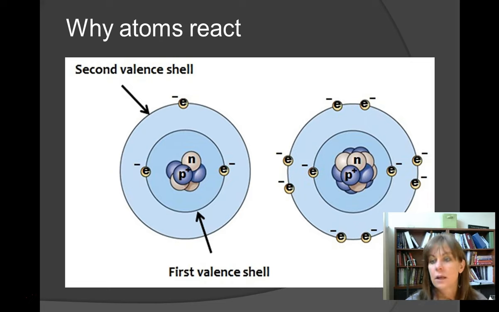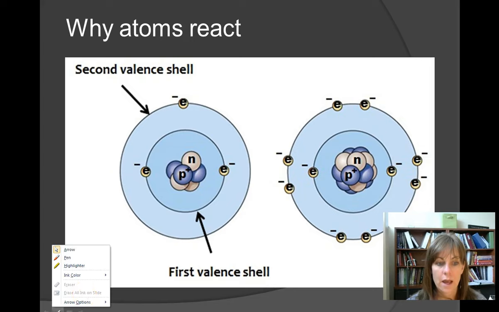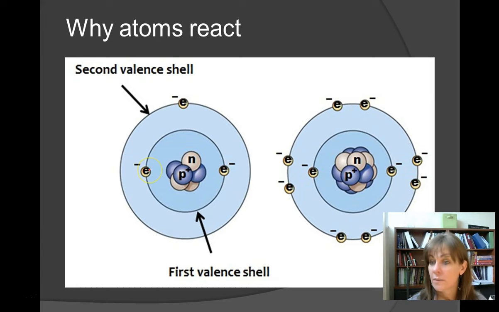Okay, so let's look at each of these atoms and see if they're going to react. Let's look here at this first shell, and we can ask ourselves, is this first shell completely full? Well, the maximum number is 2, and we can count them: 1, 2. Well, first shell completely full, no issues.